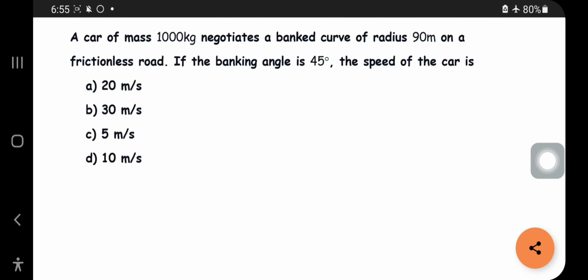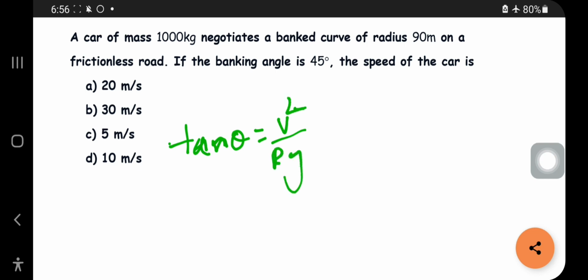So let us move into the next question. A 1000 kg car negotiates a banked curve of radius 90 meter on a frictionless road. The banking angle is 45 degree. The speed of the car is asked. This is simple. For banking road problems, tan theta is equal to v square by rg. This formula is universal for a NEET exam question, so do it with this formula.